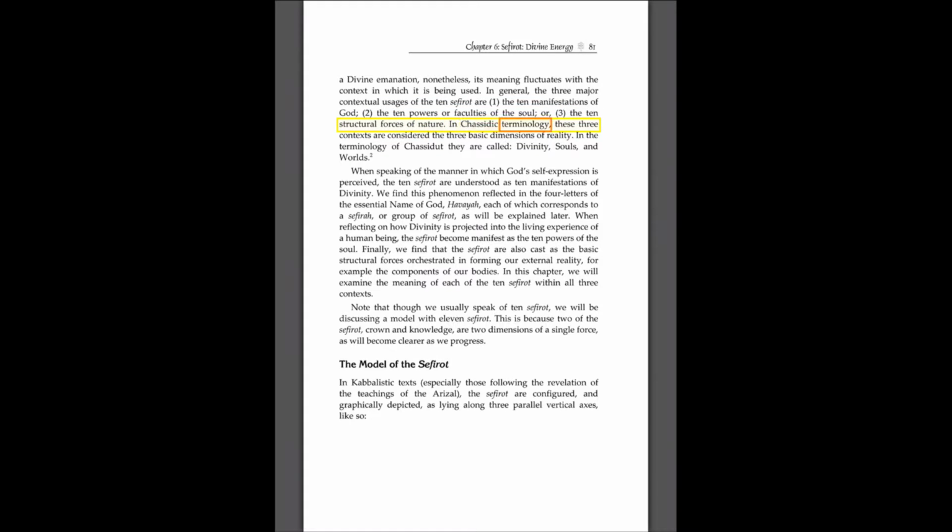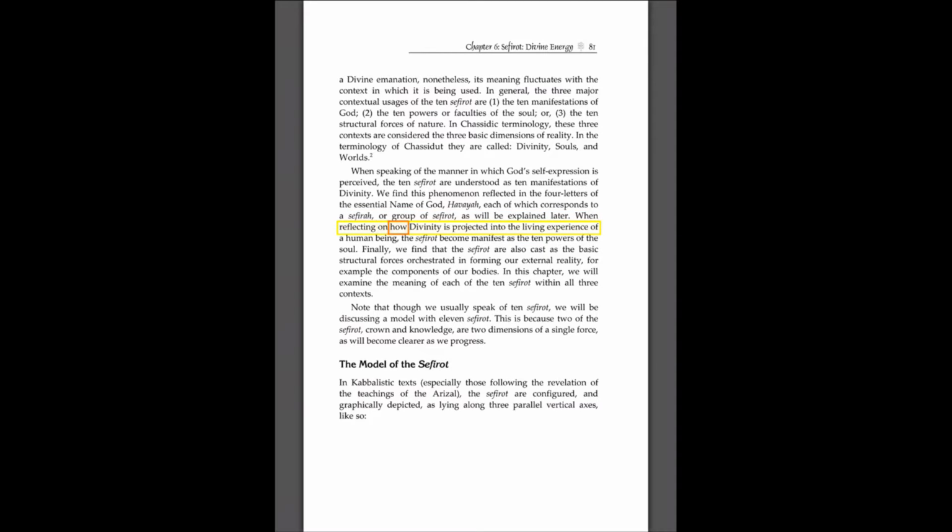In Hasidic terminology, these three contexts are considered the three basic dimensions of reality. In the terminology of Chassidut they are called divinity, souls, and worlds. When speaking of the manner in which God's self-expression is perceived, the ten Sephirot are understood as ten manifestations of divinity. We find this phenomenon reflected in the four letters of the essential name of God, Havaya, each of which corresponds to a Sephirah, or group of Sephirot, as will be explained later.